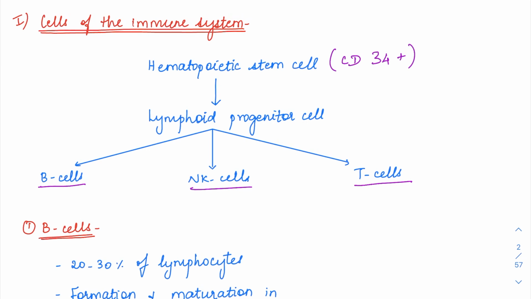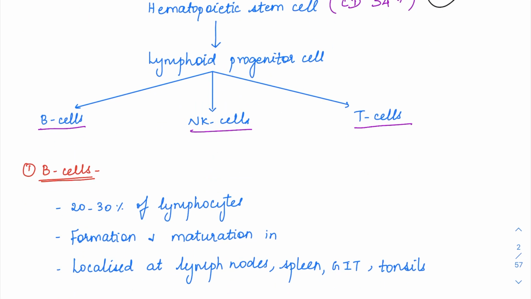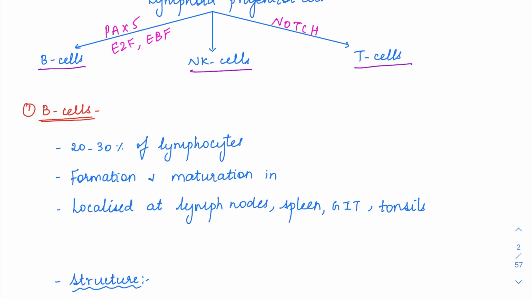This is again a question which has been asked. Whenever the lymphoid progenitor cells undergo transcription with the help of PAX5, E2F and EBF, these factors give rise to the B cells. While if the Notch transcription factors are there, it is going to transform into a T cell. The NK cell is also called a large granular lymphocyte, and NK cells are a part of the innate immunity.